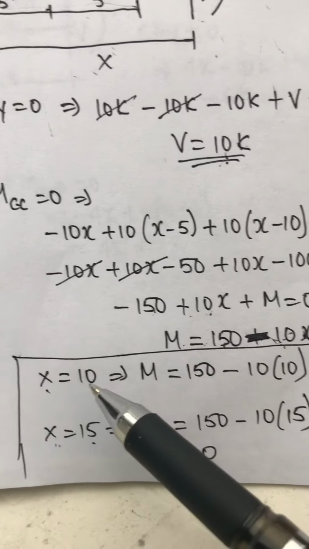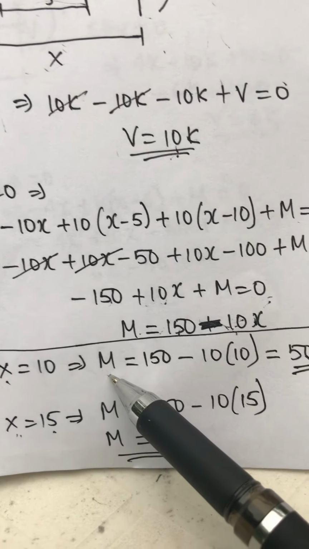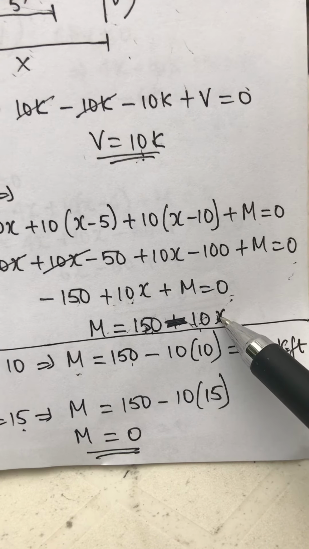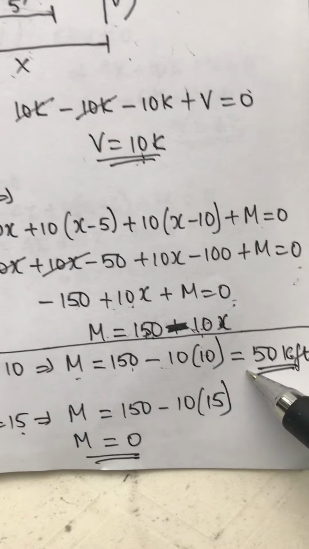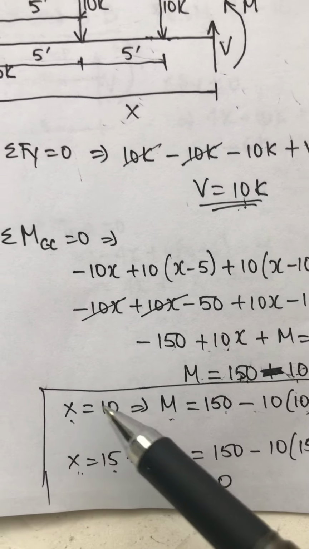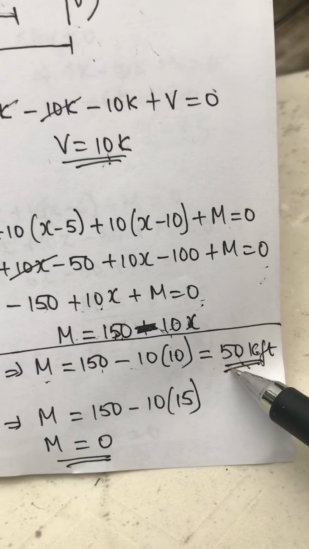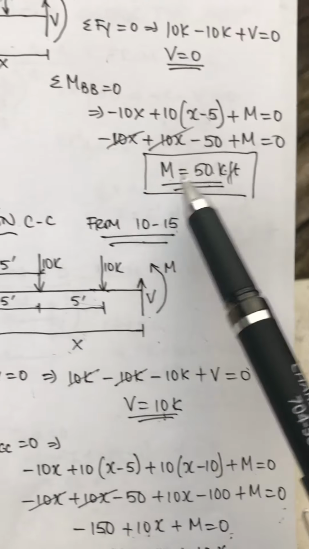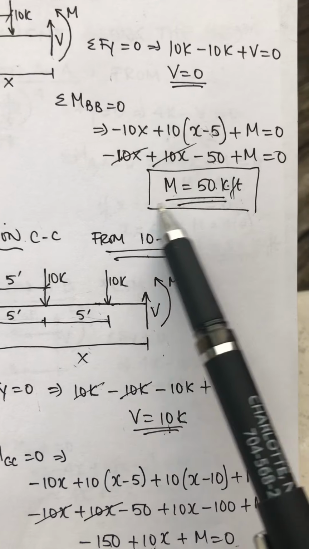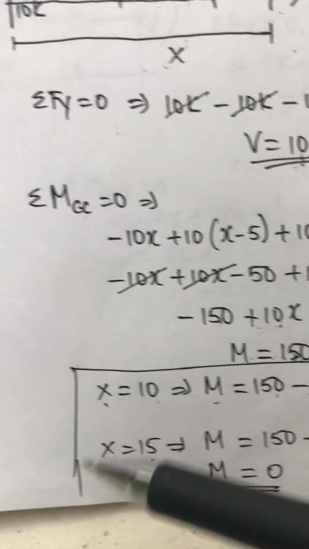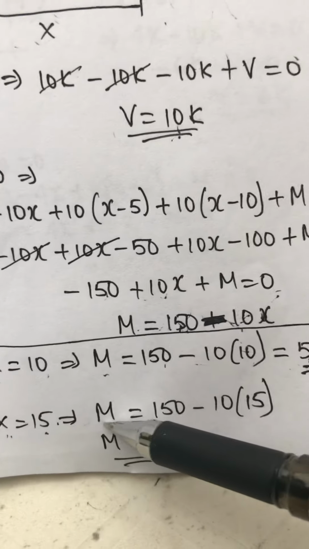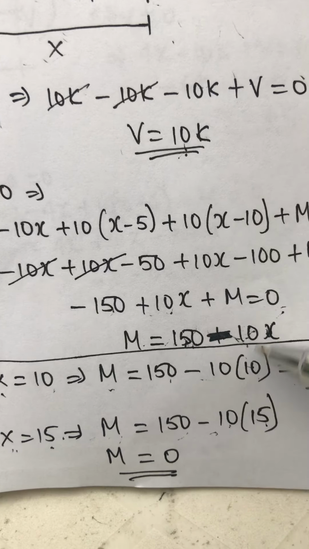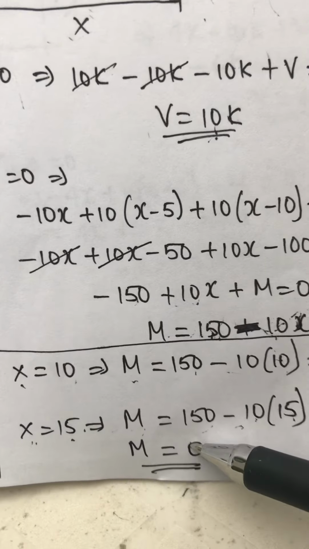So if x is 10, the moment is 150 minus 10 times 10, and the answer is 50k. Again, here you see, if x is 10, the moment is 50k feet. And we have the same thing here, that M is 50k. So if x is 15, M is 150 minus 10 times 15, and the answer is 0.